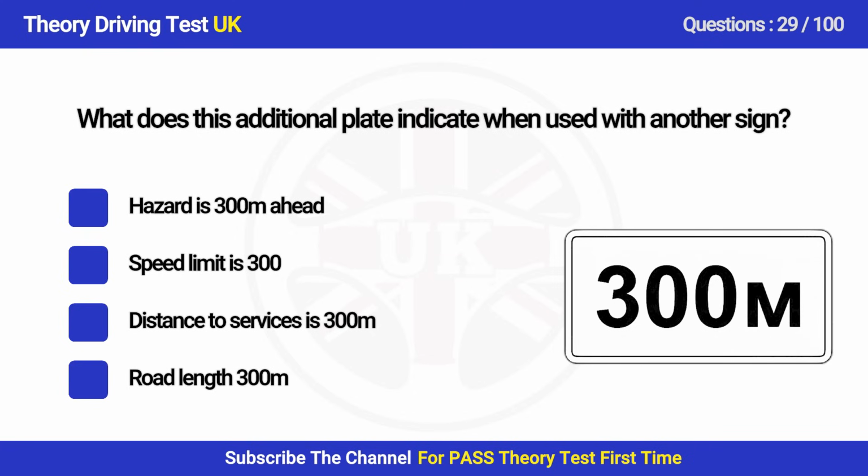Question 29. What does this additional plate indicate when used with another sign? A. Hazard is ahead. B. Speed limit is 300. C. Distance to services. D. Road length.